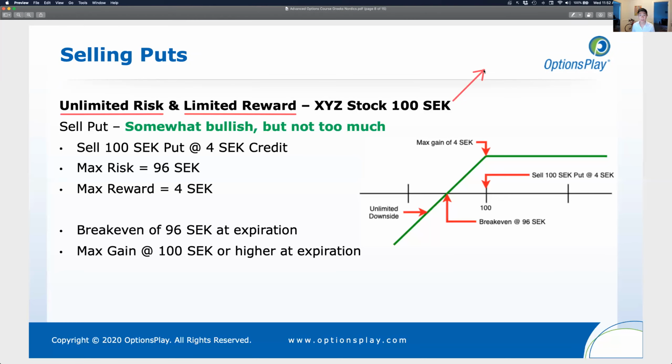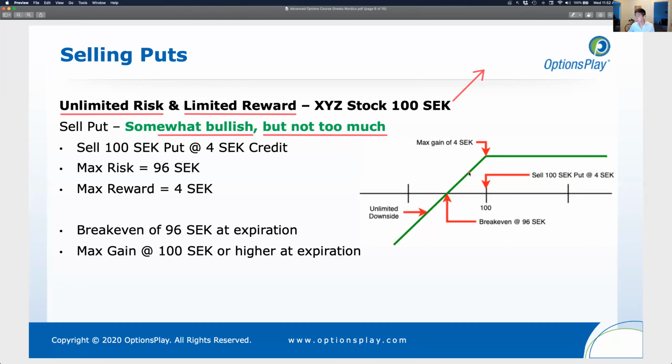Now, a put option is also under the bullish camp, but to clarify, the best way that I define selling a put option is not as a bullish strategy, but a strategy that's somewhat bullish, but not too much. Meaning, I think the stock's going to move a little bit higher, but not by too much. And I'll show you why.